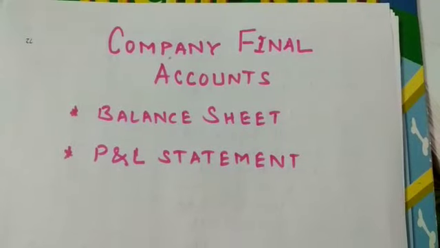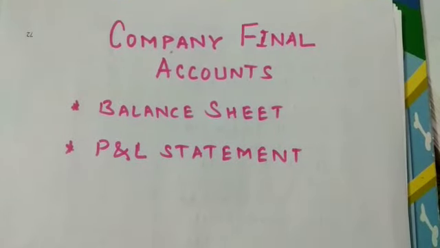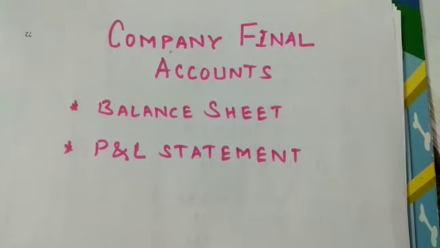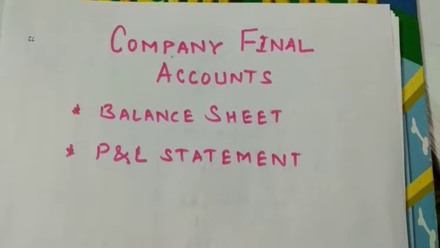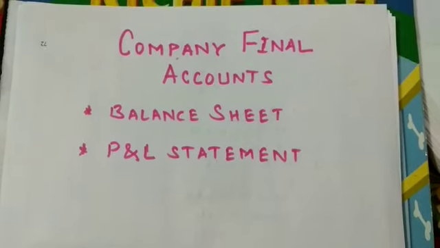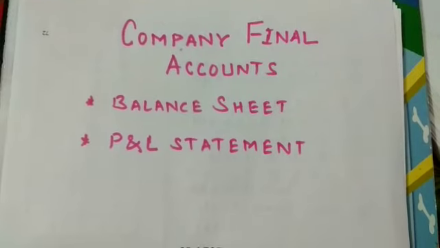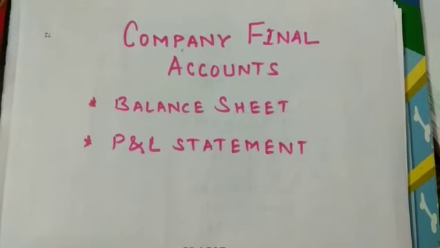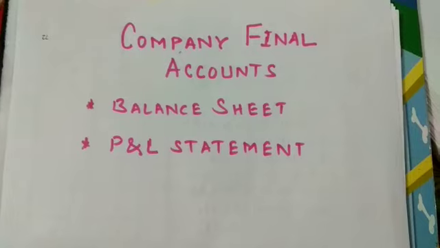Friends, today we are going to discuss company final accounts. Company final accounts include the balance sheet and the profit and loss account, that is, the statement of profit and loss. The Companies Act 2013 has given a specific format for the preparation of financial statements.